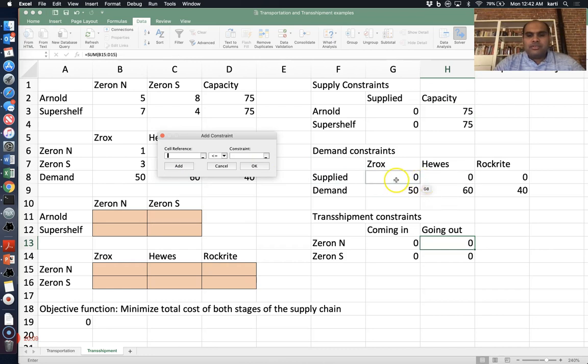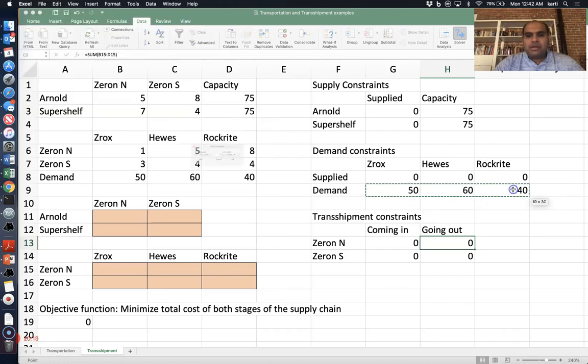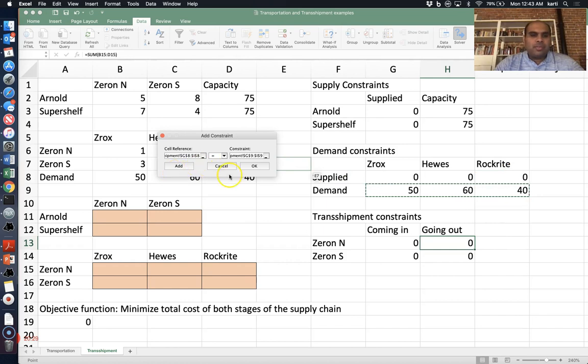Then the demand constraint, so all the items that are supplied to the 3 demand locations should be equal to the demands at the demand location. So 50, 60 and 40. So Xerox should require 50 shelves, Hughes requires 60 shelves, and Rockrite requires 40 shelves. Add that. And finally the transshipment constraints.